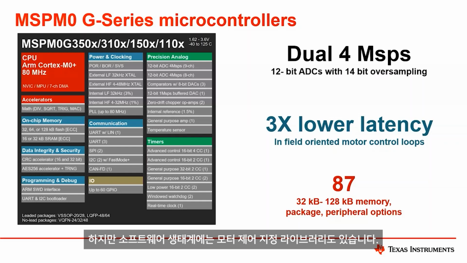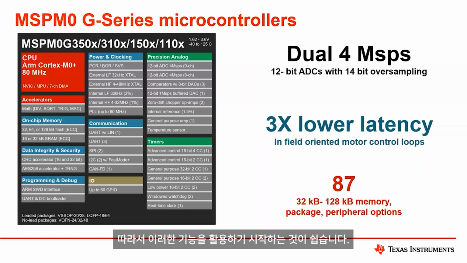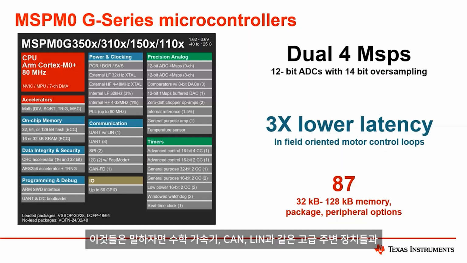But in our software ecosystem, we have motor control designated libraries as well, so it'll be easy to get started utilizing that functionality. And in this case, we do have 87 different OPMs, from 32 KB to 128 KB of memory, which package peripheral options. So you're going to see devices that include more of our advanced peripherals, such as the math accelerator, CAN, and LIN, and all of those different functionalities here.